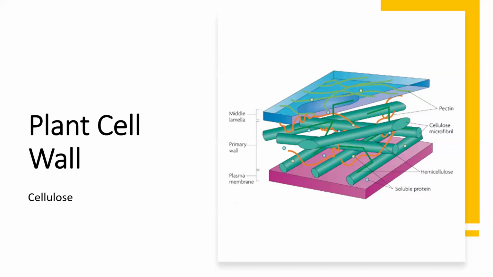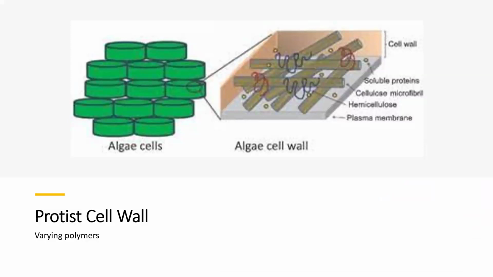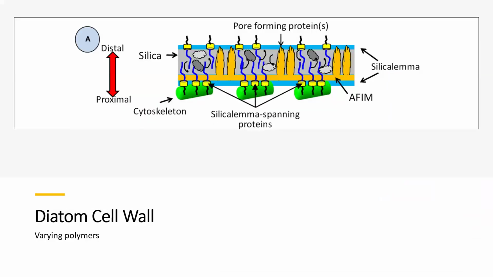And then we can go to algal cells where we have some varying polymers. But for example, in these green algae cells, we see that they are also made up of cellulose and hemicellulose. But then you get some real wild things. Diatoms have silica membranes. They actually have inorganic silica around the outside of their cell, which makes them very pretty.